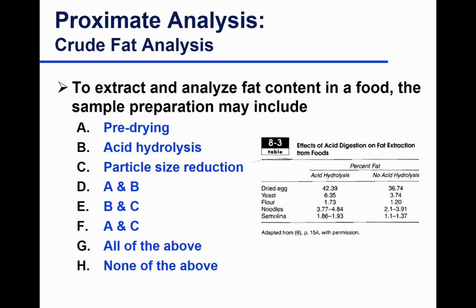Here's why, and here's an example. When you do acid hydrolysis versus no acid hydrolysis, you have enhanced recovery of fat. So the acid hydrolysis allows the fat to be released from a complex matrix. So if you have high carbohydrate and protein and a very low amount of fat, it's very hard to extract because the fat will be entrapped. So it's better to hydrolyze so that you can obtain better results.